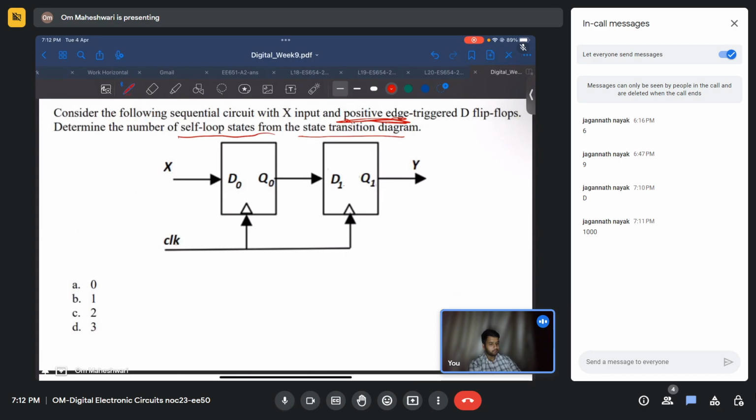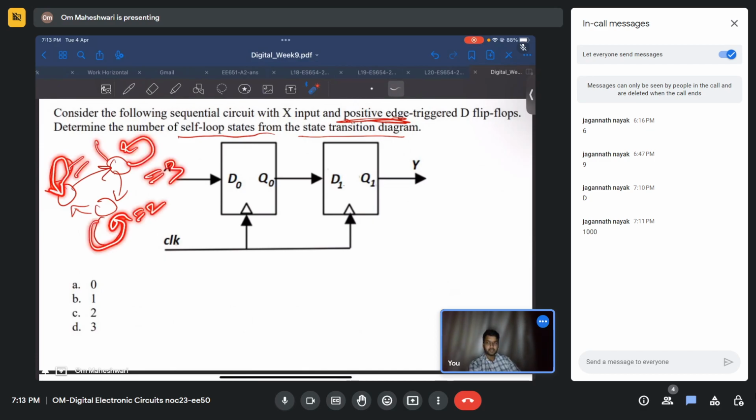What is self-loop? In our state diagram, we have some state diagram like this. Self-loop is when it goes from one state to its own state, right? So how many these kind of loops do we have? That is the number of self-loop. So if we have one only, then self-loop is one. If two, it is two. If we have all, we have three. Right? These are self-loops.